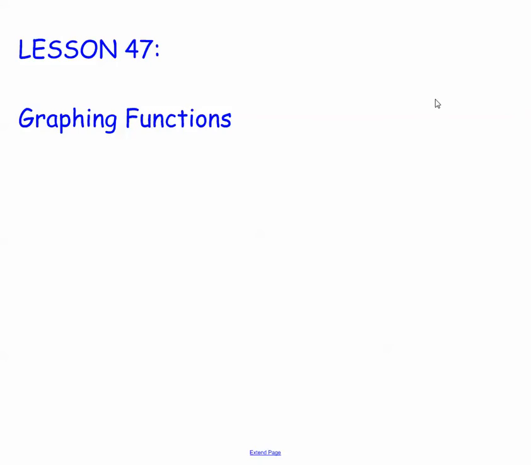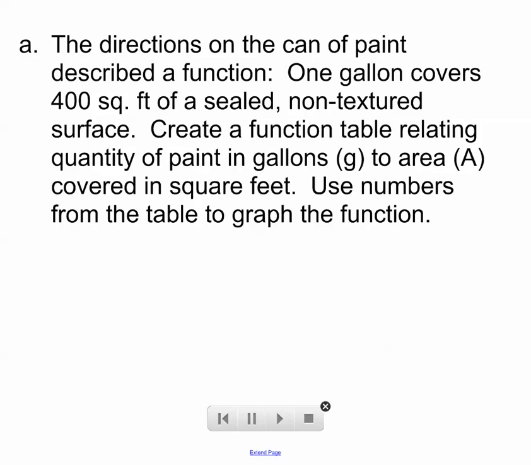Graphing functions. You've done a little bit of this already, but we're going to expand on it a tad. I think you've got a good base for it, so it should make this lesson pretty quick and painless for you. The directions on the can of paint describe the function. And here were the directions that were on that can of paint. 1 gallon covers 400 square feet of a sealed, non-textured surface. We're going to create a function table relating quantity of paint in gallons, G, to area, A, covered in square feet. And then we're going to use numbers from the table to graph the function.